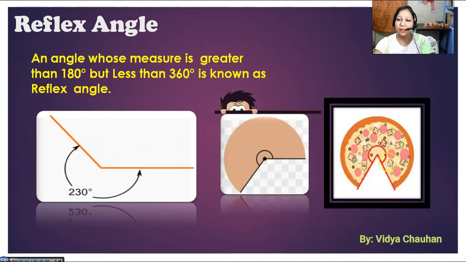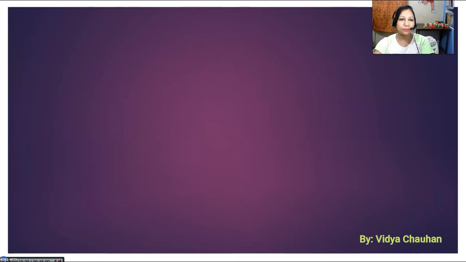As you can see, the real life example is like there is a pizza and one of the slices is eaten by you. So the rest of the portion of the pizza will form a reflex angle, not an obtuse one, but a reflex angle.